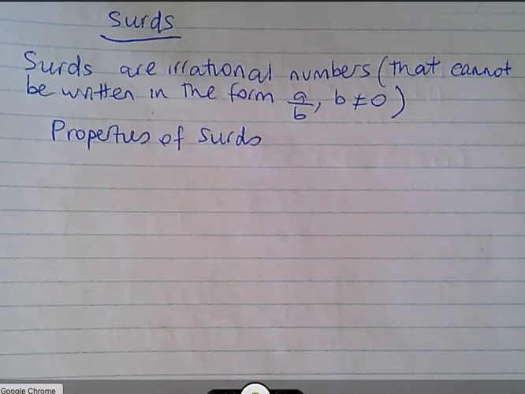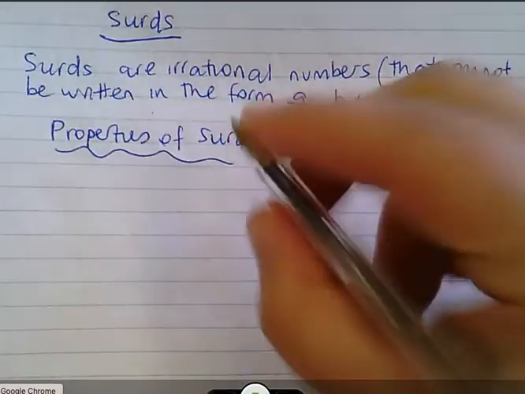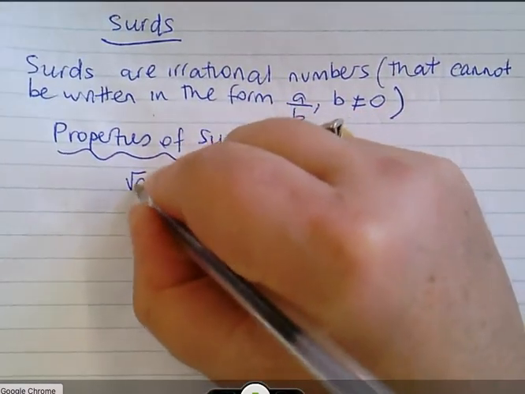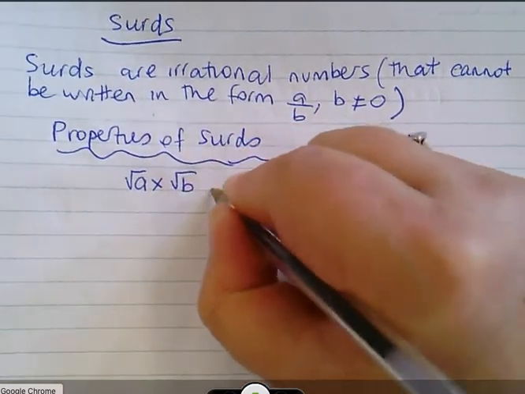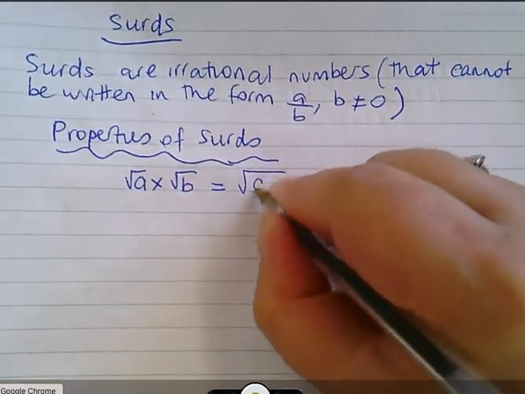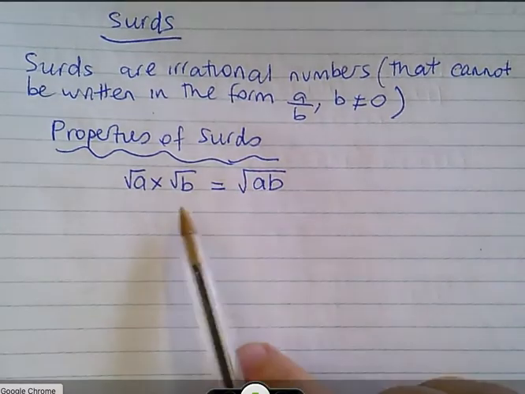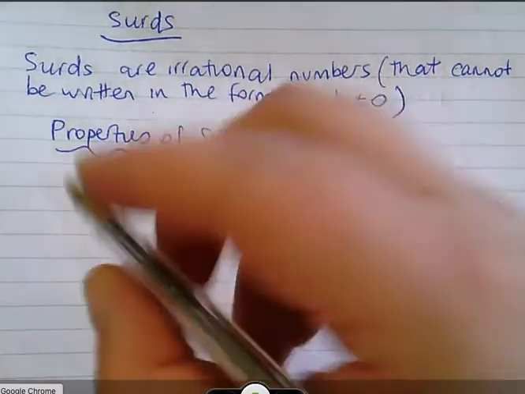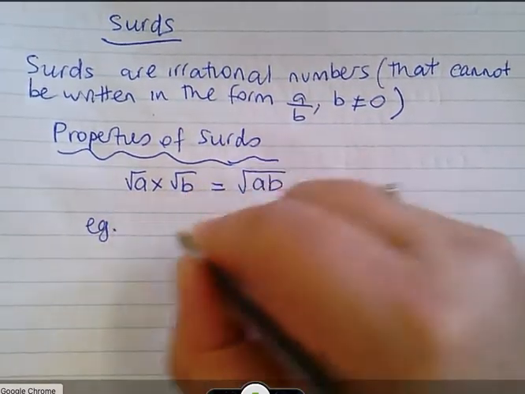Surds are irrational numbers that cannot be written in the form a over b, where b does not equal 0. Some properties of surds when multiplying individual surds: the square root of a times the square root of b equals the square root of a times b. An example there would be the following.